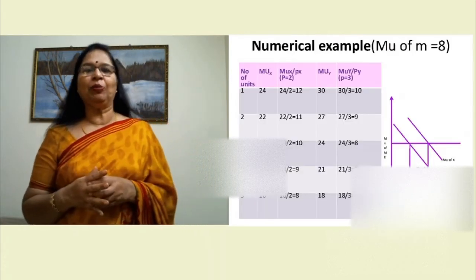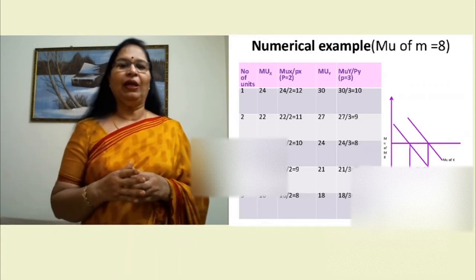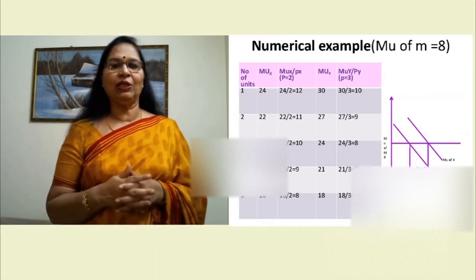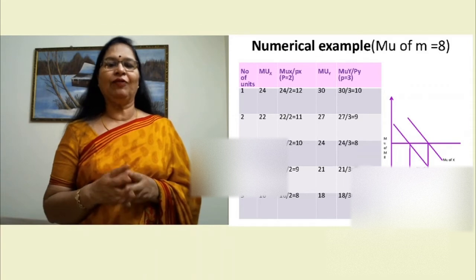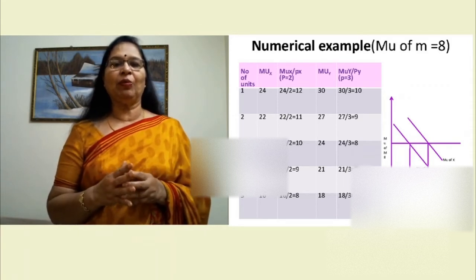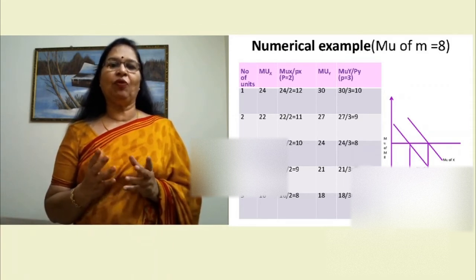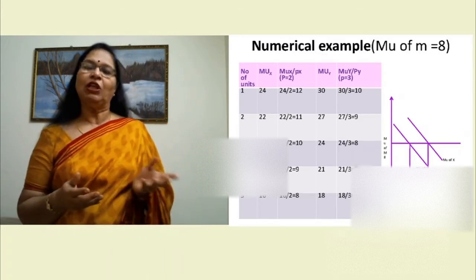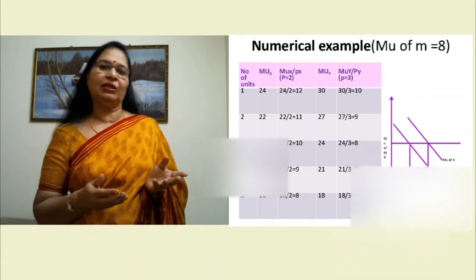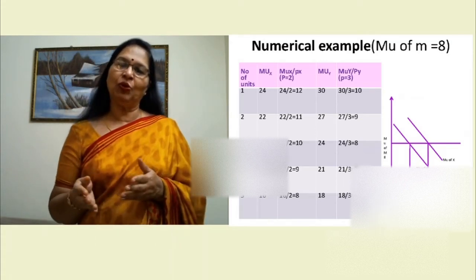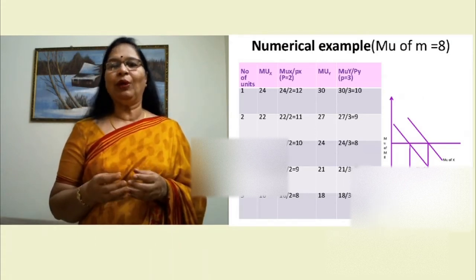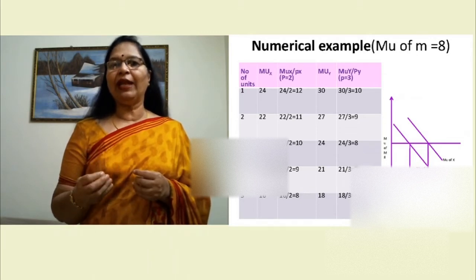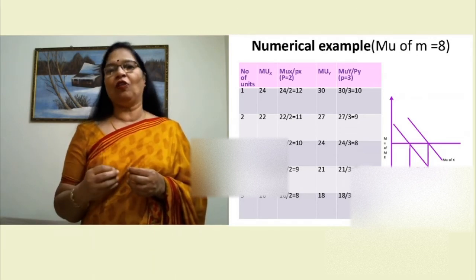A very simple numerical example you can have here. We have taken 1, 2, 3, 4, 5 commodities, and we have written the marginal utility of commodity X, which is 24, 22, 20, 18 and 16. This is something you know, because we've already done that in the last lesson. But the new thing that we are going to do is a third column where we write marginal utility of commodity X by the price of commodity X.